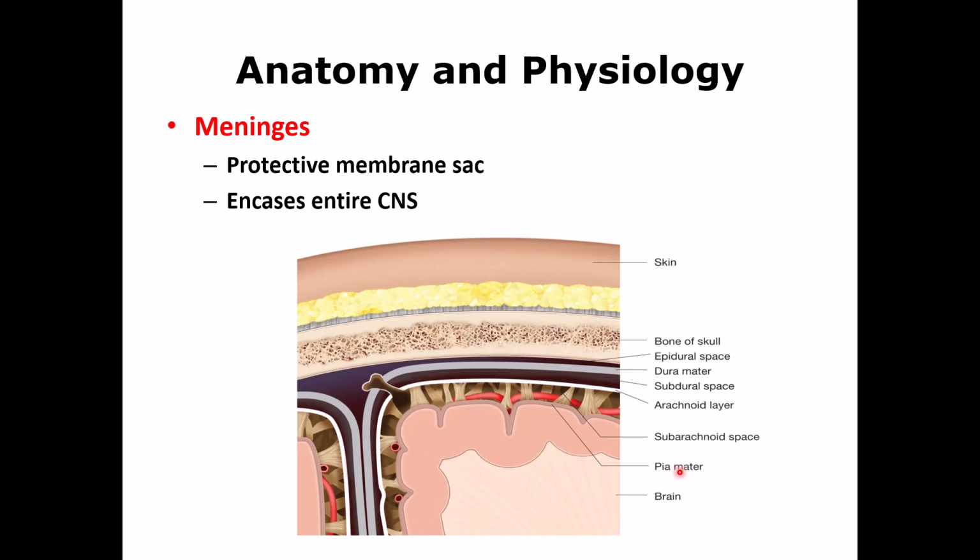Then the central nervous system is protected by a type of connective tissue, and these connective tissues are called meninges. There are three different meninges. The one is called dura mater. There are actually two layers of the dura mater.